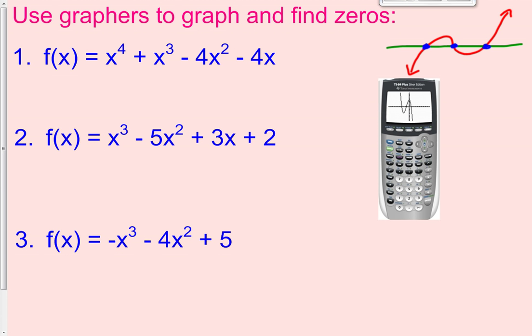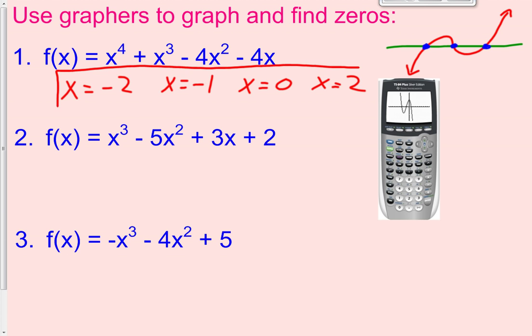So right here, we have x equals negative 2, x equals negative 1, x equals 0, and x equals positive 1. Those are our 4 zeros, our 4 solutions, or our 4 roots for problem number 1.